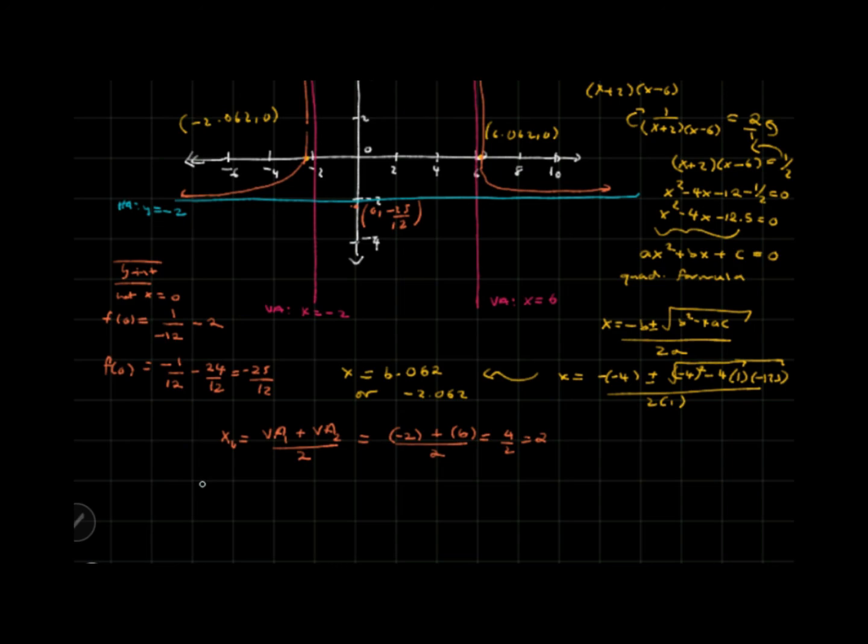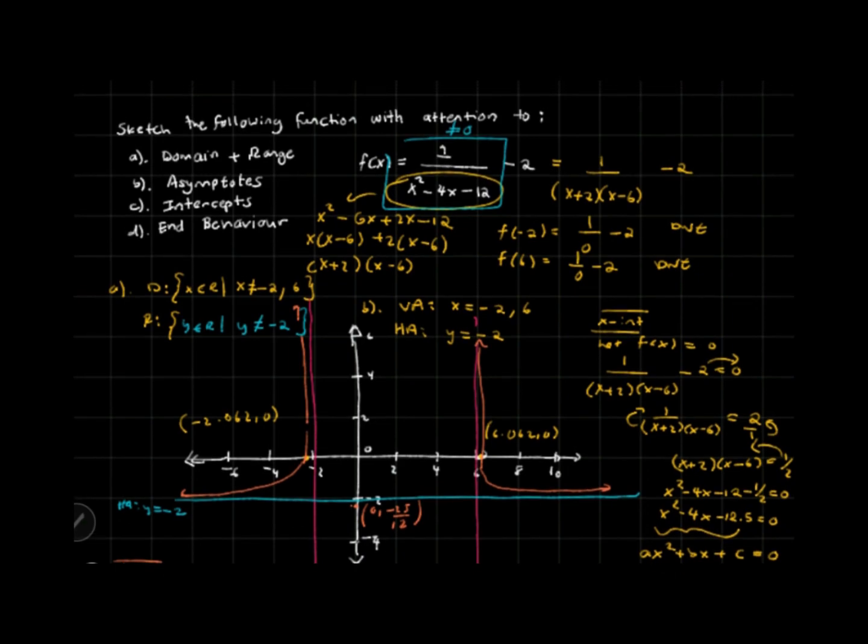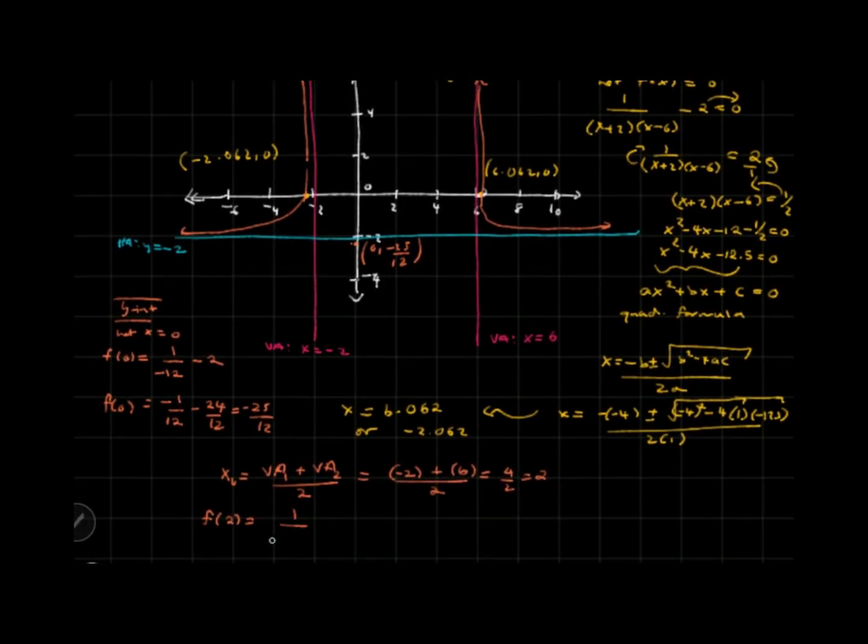Once you have the x value of the vertex, you want to find the y value. I'm going to do f of 2 and plug it into my original function, using the factored form. I'm doing 1 over 2 plus 2, 2 minus 6, minus 2, which is basically 1 over 4 times negative 4, it's negative 16, minus 2 is basically 32 over 16, so this is negative 33 over 16. So f of 2 is negative 33 over 16, and the point here is 2 and negative 33 over 16.